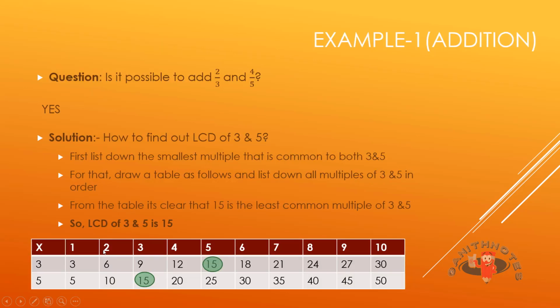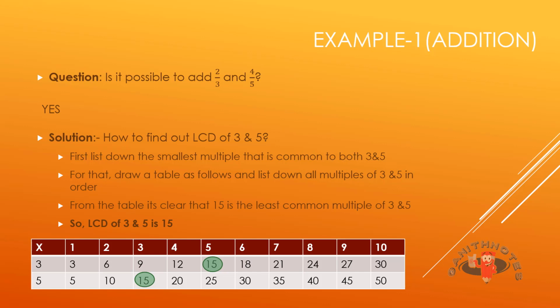I have 1, 2, 3, 4, 5, 6, 7, 8, 9, 10 and I have listed down all the multiples of 3 till 3 into 10. Okay. So similarly, I have listed down the multiples of 5. 5 into 1 is 5, 5 into 2 is 10, so on till 5 into 10 is 50.